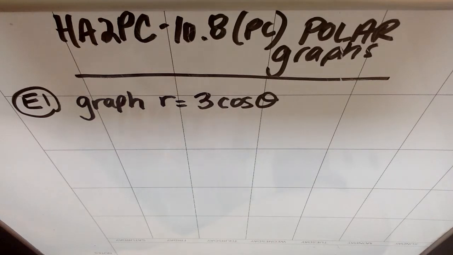Now we're going to do this in two ways. We're going to do this by hand and we're going to do it on a calculator. Even as someone who does a lot of math, if I have a choice, I don't sketch polar graphs by hand. It's much easier to graph them on a calculator. It's pretty time-consuming to draw a polar graph, and sometimes they're pretty complicated looking.